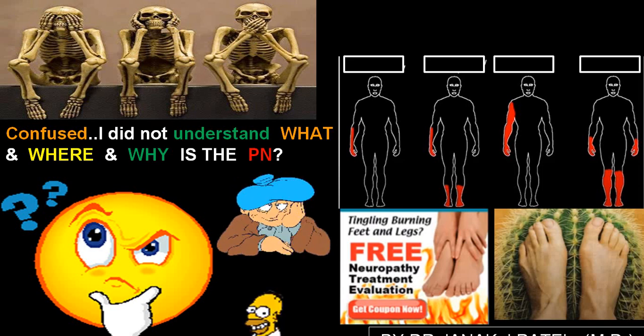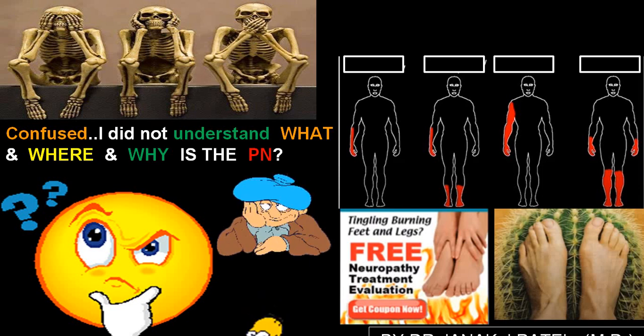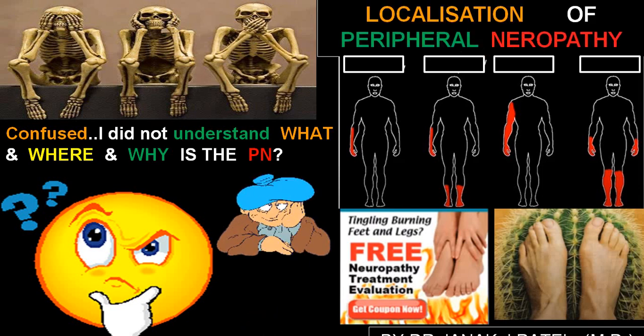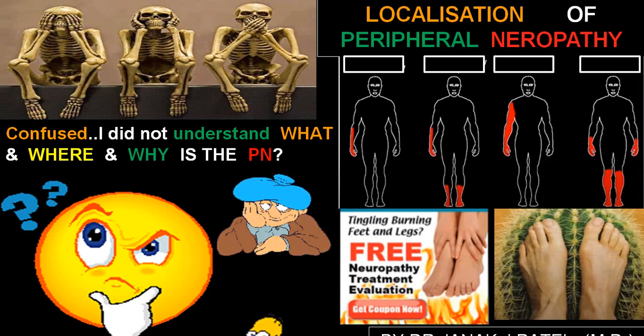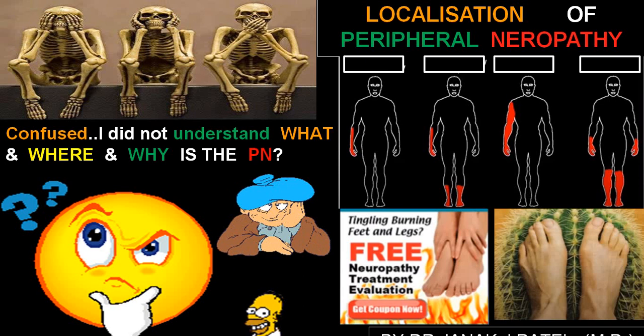What is the lesion, where is the lesion, why is there a peripheral neuropathy, and what exactly is the reason for peripheral neuropathy, what is the etiology, what type of peripheral neuropathy, etc.